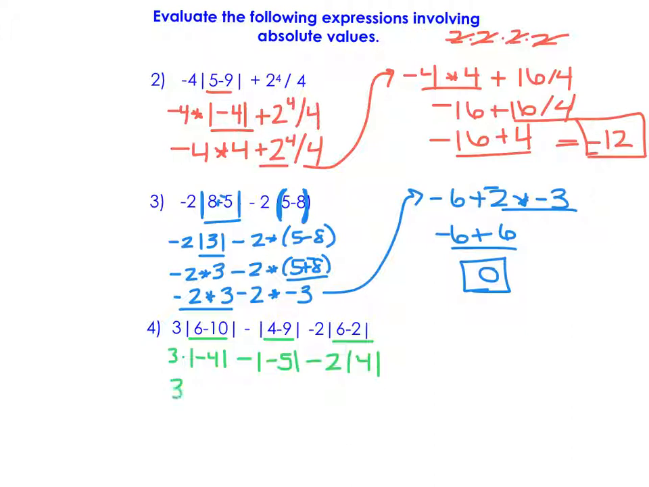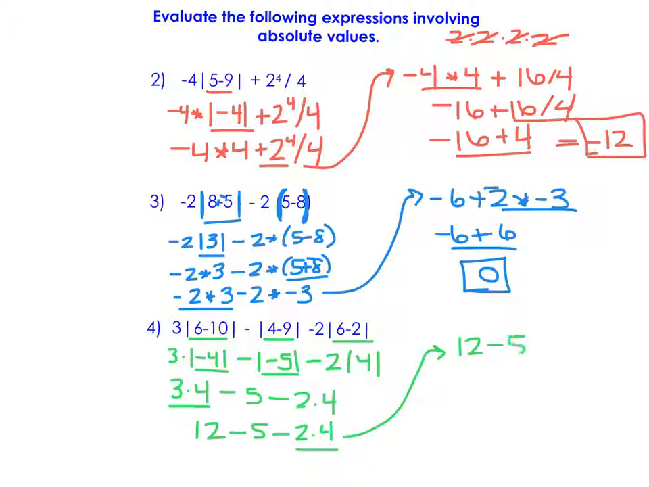So the absolute value of negative 4 is 4. The absolute value of negative 5 is 5. The absolute value of 4 is 4. Then from here we look for exponents, but we don't see any, so then we move on to multiplication and division from left to right. So 12 minus 5 minus 2 times 4, excuse me. Next multiplication, so then I have 12 minus 5 minus 8.